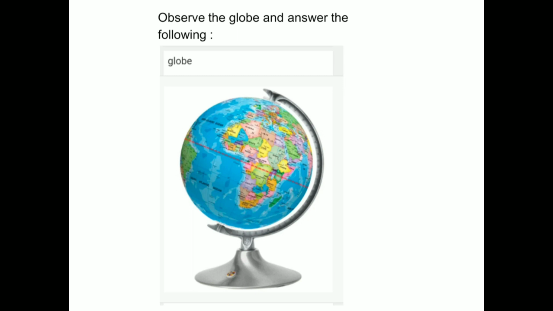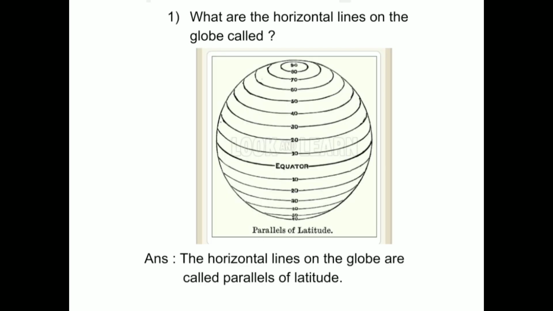Students, open your textbook page number 10 and observe figure 2.1. Now, question number 1. What are the horizontal lines on the globe called? Here in the figure, you can see the east to west lines drawn over here. So the answer is, the horizontal lines on the globe are called parallels of latitude.